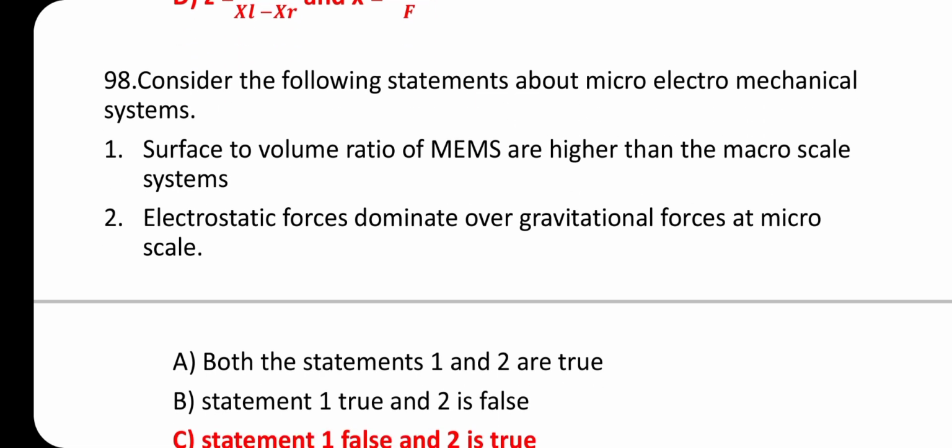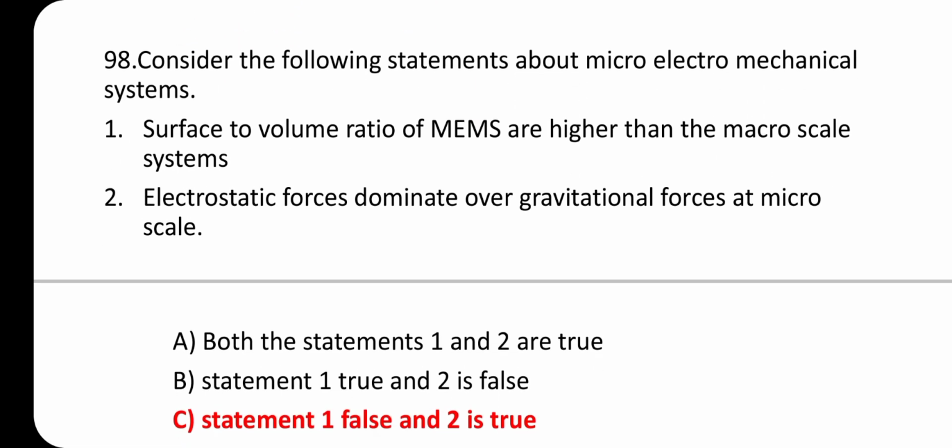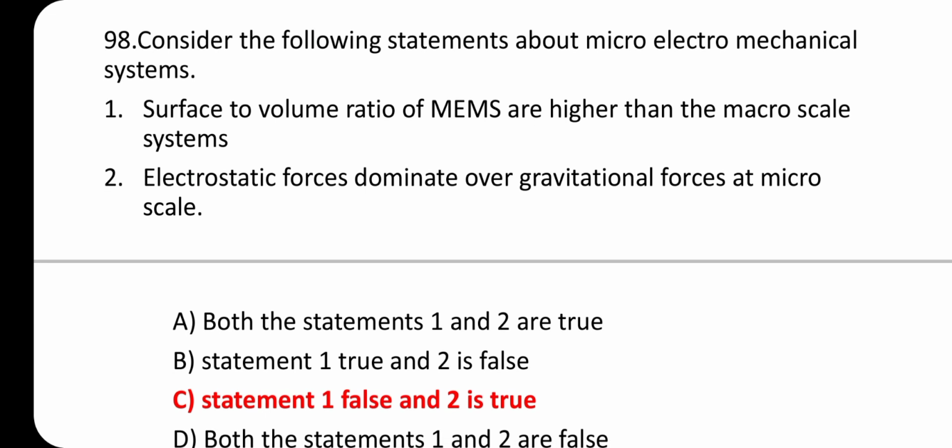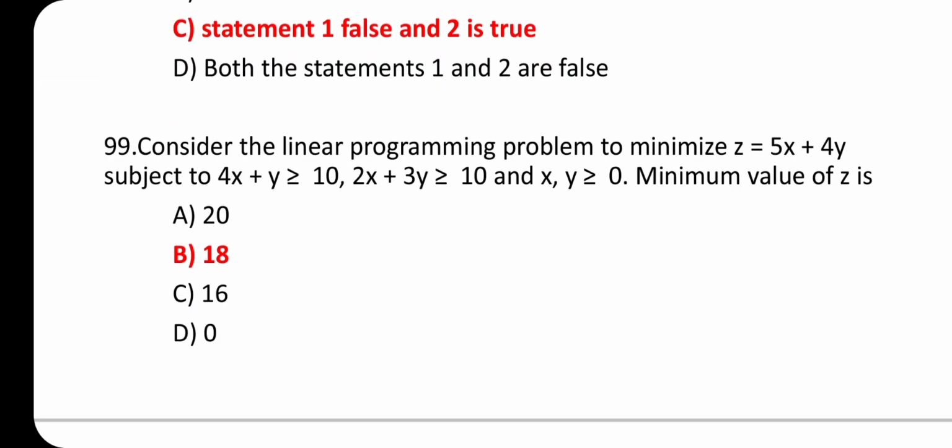98th one. Consider the following statements about microelectromechanical systems. Statement 1. Surface to volume ratio of MEMS are higher than the macro scale system. Statement 2. Electrostatic forces dominate over gravitational forces at a micro scale. The correct answer is C. Statement 1 is false and statement 2 is true.